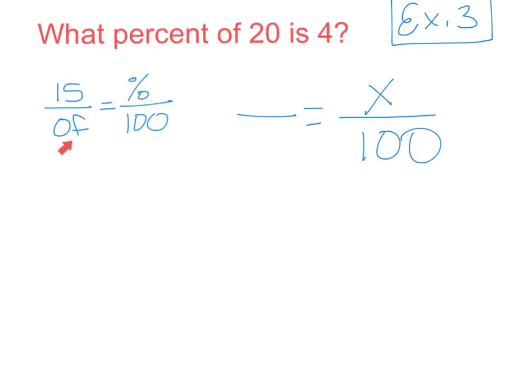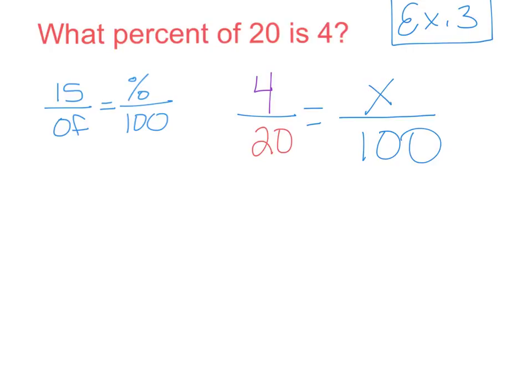So I see "of" is my denominator, which is my whole. So I can tell that "of 20" is my denominator. So I'm going to put 20 as my denominator. And then you can also clearly see that "is" 4. So 4 is my "is," or my part. So this is basically saying you have 4 out of 20.